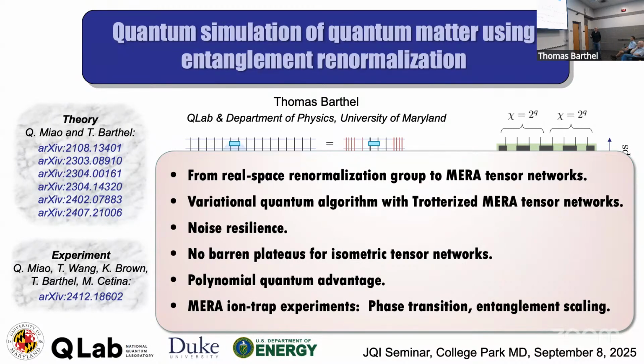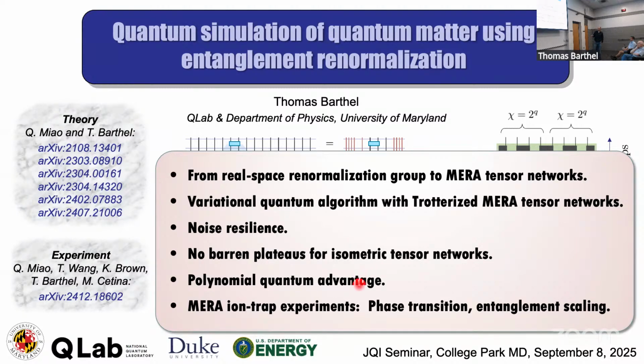Some nice properties that these tensor networks have are, first of all, that they're noise resilient. You can simulate, if you want, an infinite system on a small quantum device. You can access the thermodynamic limit. We also proved rigorously that there are no barren plateaus for this class of tensor networks, and also slightly larger classes, isometric tensor networks, which also include MPS and tree tensor networks. In benchmark simulations, we established a polynomial quantum advantage compared to the corresponding classical algorithms.